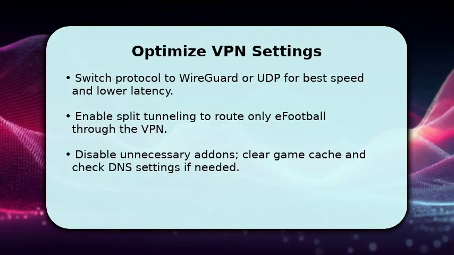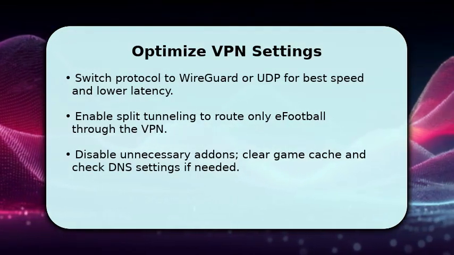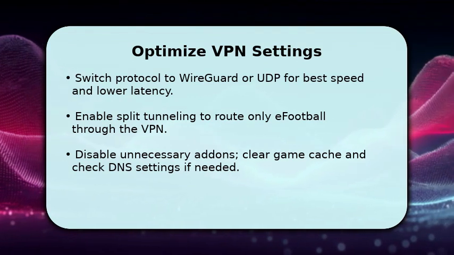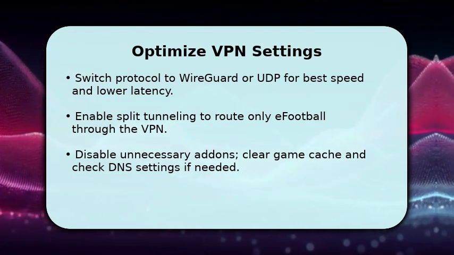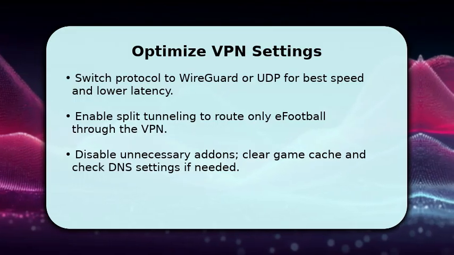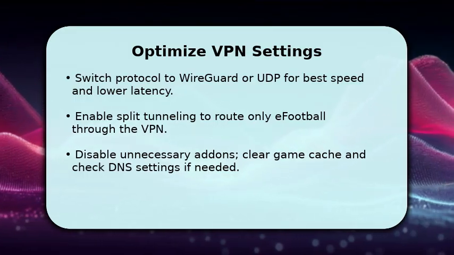Next, optimize Panda VPN for gaming performance. You should switch the protocol to WireGuard or an optimized UDP option because those prioritize speed and lower latency. This matters for match responsiveness.